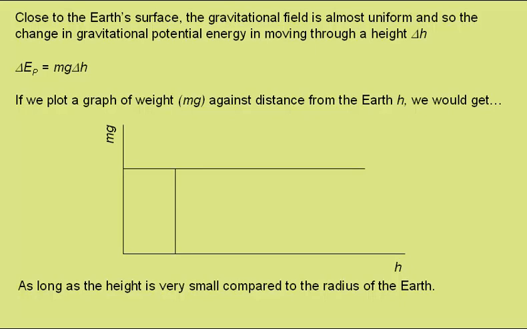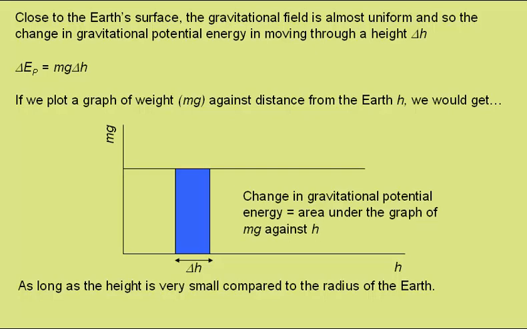If a body is raised from this height to this height, a distance delta h, then the change in gravitational potential energy is equal to the area under the graph of mg against h, as the area of this is going to be mg times delta h, which, as we said here, is the change in gravitational potential energy.